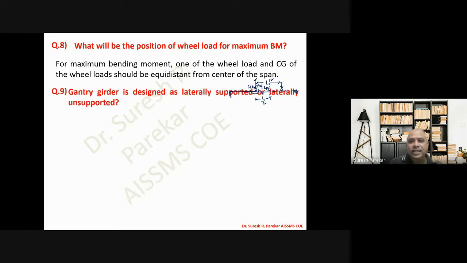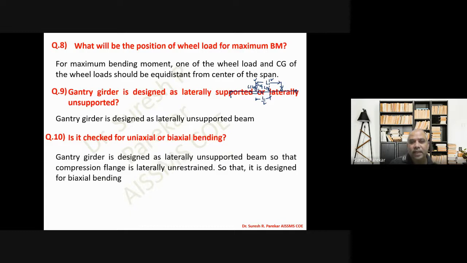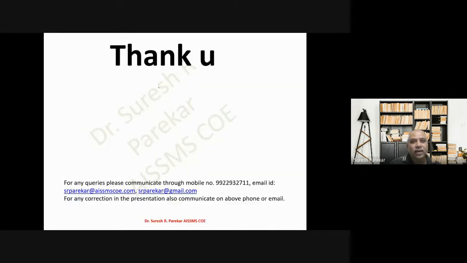Then, is gantry girder designed as laterally supported or unsupported? It is designed as laterally unsupported beam because compression flange is not restrained against lateral buckling. Is it checked for uniaxial or biaxial bending? Just as I have mentioned, as compression flange is unrestrained, we have to check it for biaxial bending, and we have that formula Mz upon Mdz plus My upon Mdy less than or equal to 1.